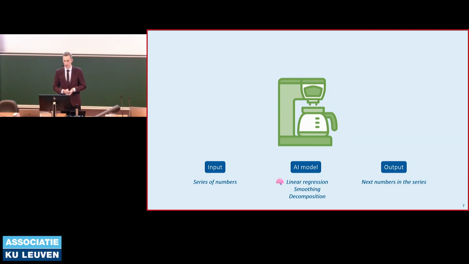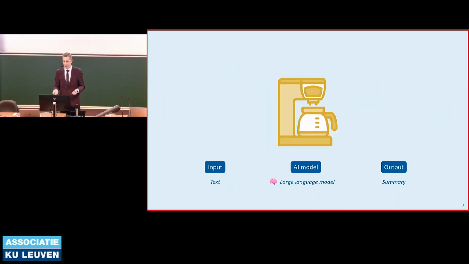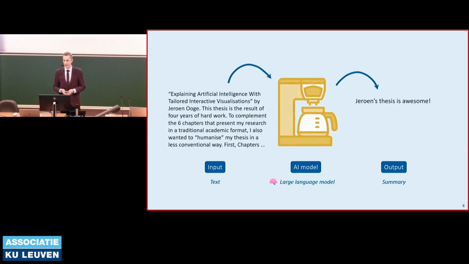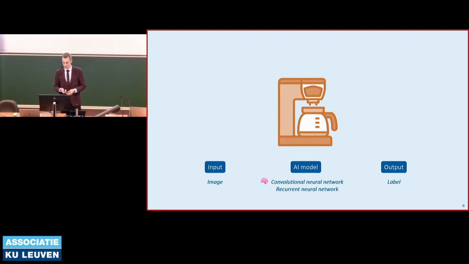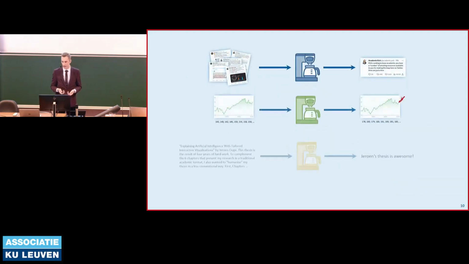Other examples. AI models can also predict the next numbers in the series of numbers, and this is important if you want to get rich on the stock market. There's AI models who can summarize texts. For example, take my PhD text, and then you get this awesome summary. And finally, there's AI models that can also label images. For example, take this very cute guy here, and then you will get the label, well, never mind.